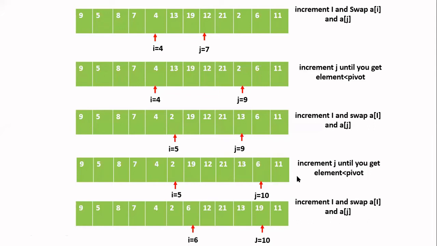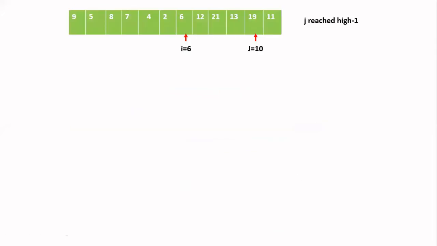Now what is the next step is, again you have to increment j. But here you see, if you increment j, j will point to the pivot element again. Okay, so once you reach high minus 1 for the index of j, you have to stop incrementing j because high is our pivot element.